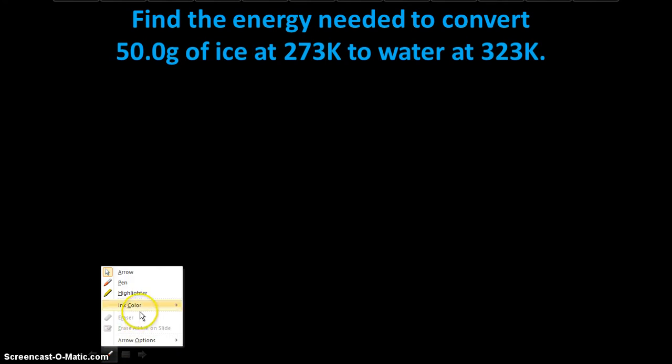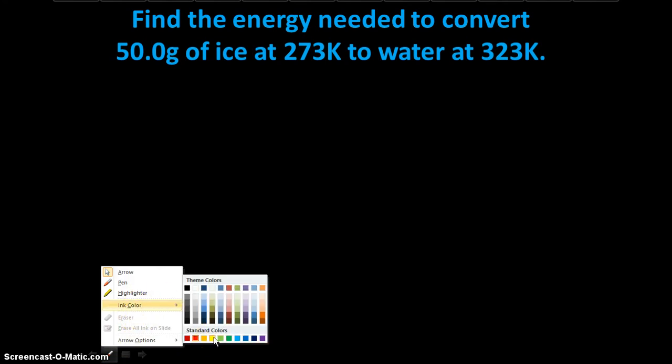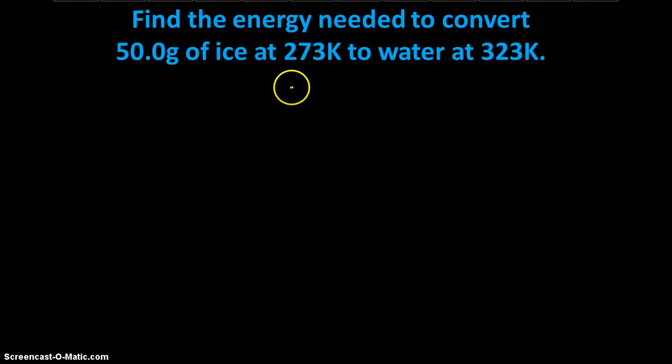And so the first thing we need to do in a question like this that involves multiple changes potentially is to identify what's going on. We need the energy needed to convert 50 grams of ice at 273, so that's where I'm at. And I want to take it to water at 323. And so essentially I'm starting at 273 and I want to move to 323. And I know I'm changing phases simply because I want to go from ice to water, so there's a phase change. And so the first thing I want to do then is split this into two independent steps.